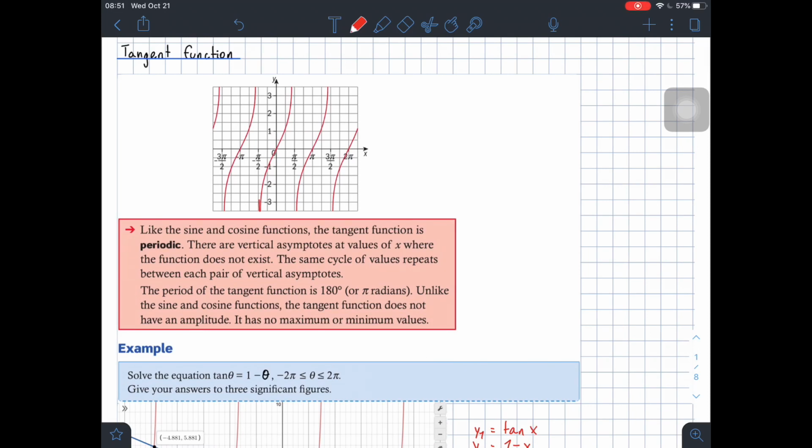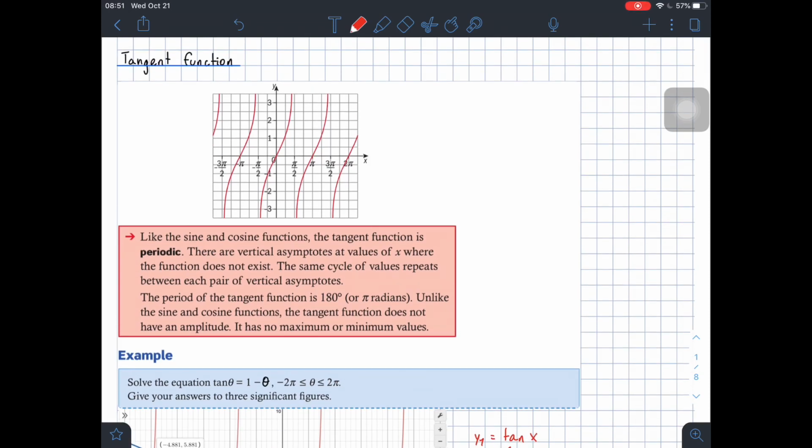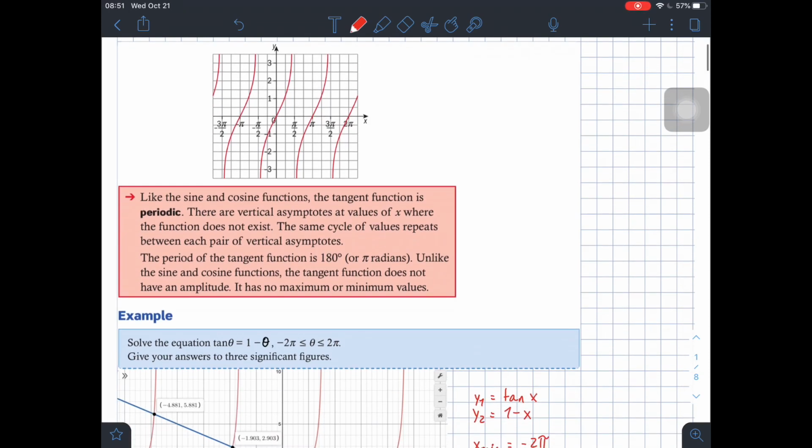You see that we cannot measure the amplitude here because the function goes from negative infinity to positive infinity. So there's no amplitude. And then it says it has no maximum or minimum values. If it has no amplitude, then it has no maximum or minimum values. So these are the basic characteristics you should know about the tangent function.